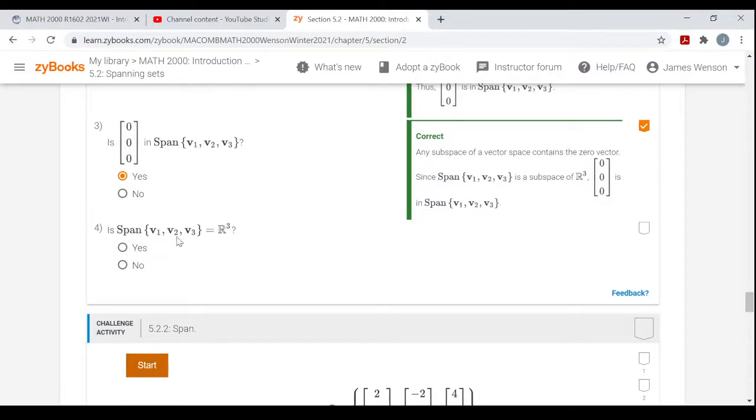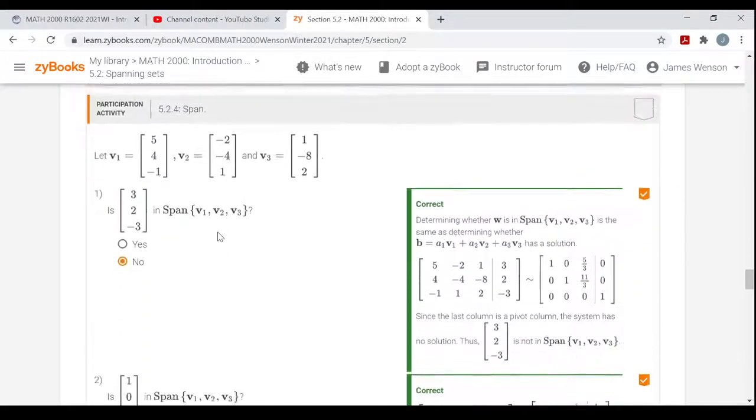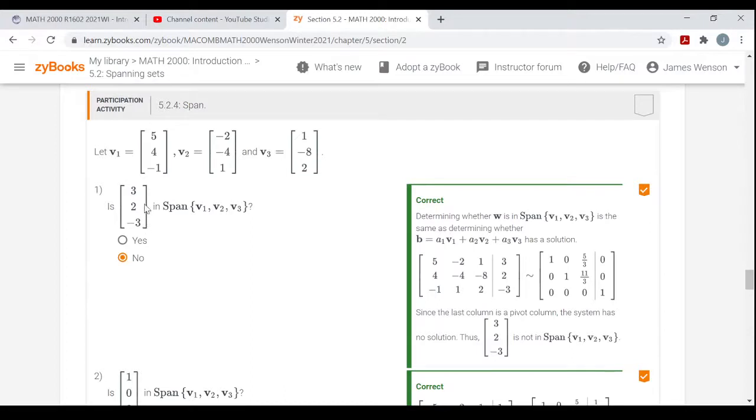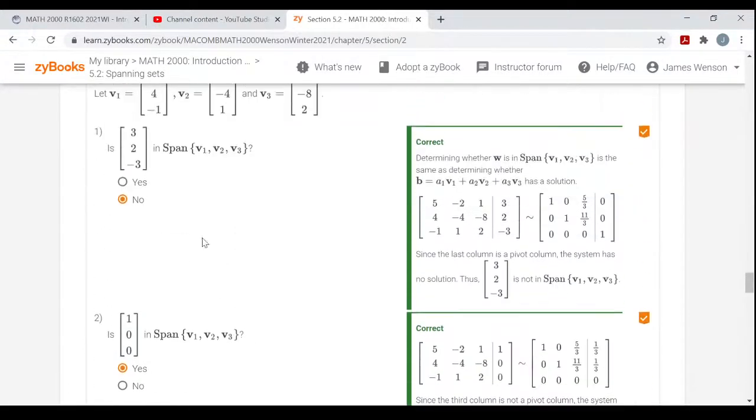Now, is the span of these 3 vectors going to give me every vector in R3? Well, no. We just saw that here's a vector from R3, 3, 2, negative 3. That's not in the span. So no, this is not true. If this were true, that means that every vector in R3 would be a linear combination of these 3 vectors. But we saw there is a vector that's not.